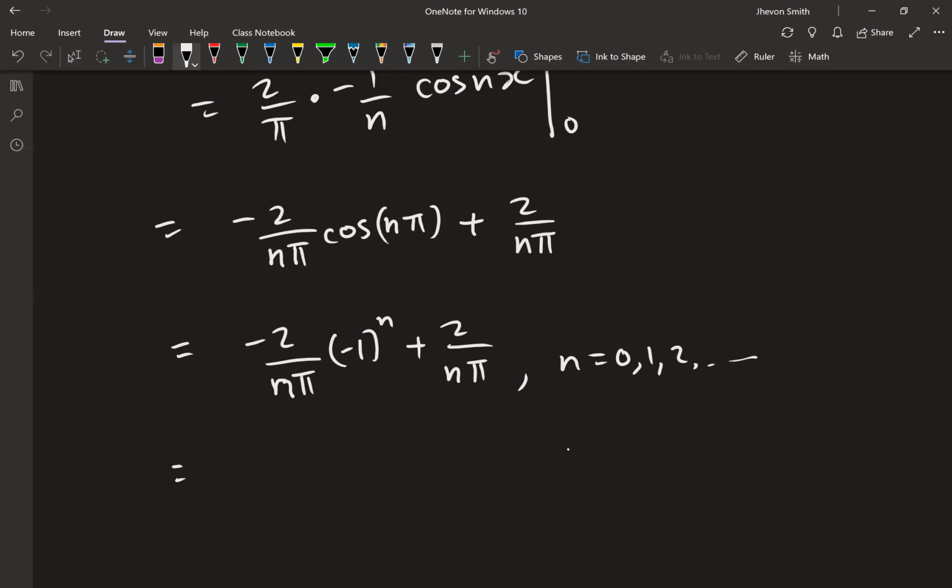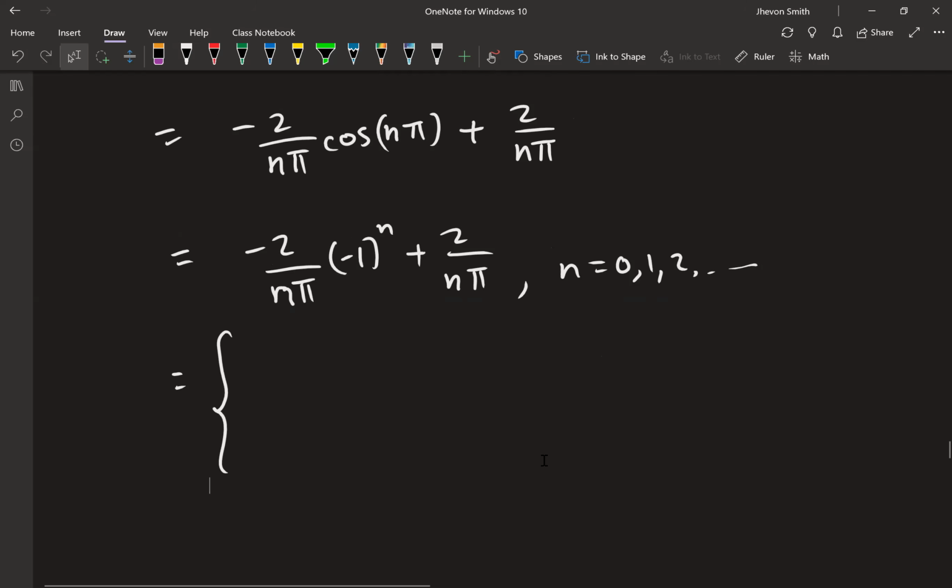What you will notice, this is going to give you two things. When your n is even, you would get 0. When your n is odd, you would get positive 2 over n pi plus 2 over n pi. You would get 4 over n pi.